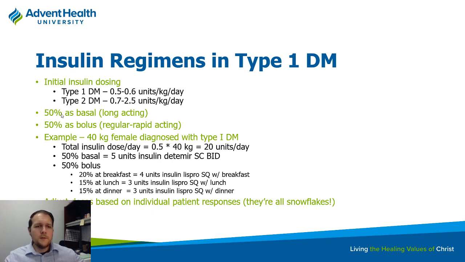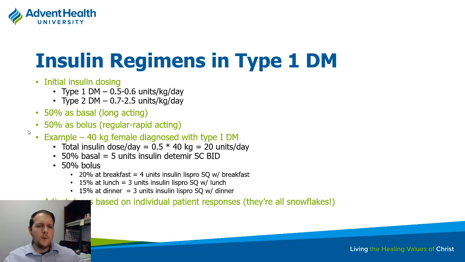Typically, you're going to use 50% of that total daily dose as a long-acting insulin for the basal amount of insulin release that they should normally have, and they'll get 50% as bolus. Usually it's either regular or rapid-acting insulin, so either regular insulin or insulin aspart or glulisine. For most patients, it's going to be one of the rapid-acting because it provides nice tight control right around mealtime.